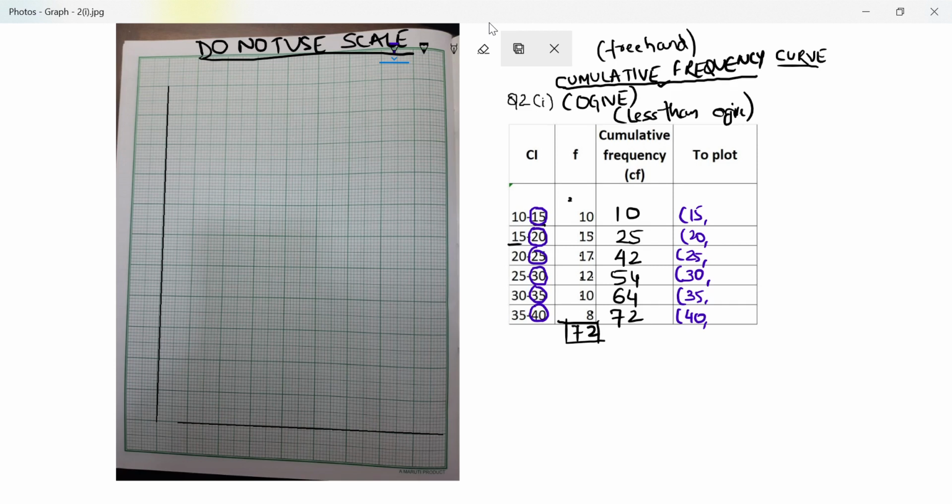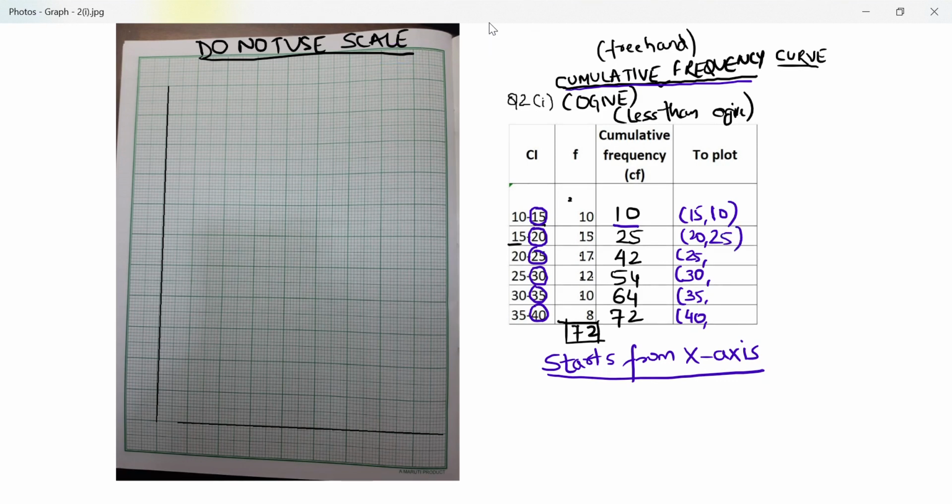And the most important part about a cumulative frequency curve is that it starts from the x-axis. It always starts from the x-axis. So you will have a point somewhere on the x-axis, which will be the first point. This is a cumulative frequency curve, which means I'm plotting my class interval not with frequency, but with cumulative frequency. So I will plot it with 10, in this case 25, in this case 42, next 54, this one is 64, and then the last one is 72.